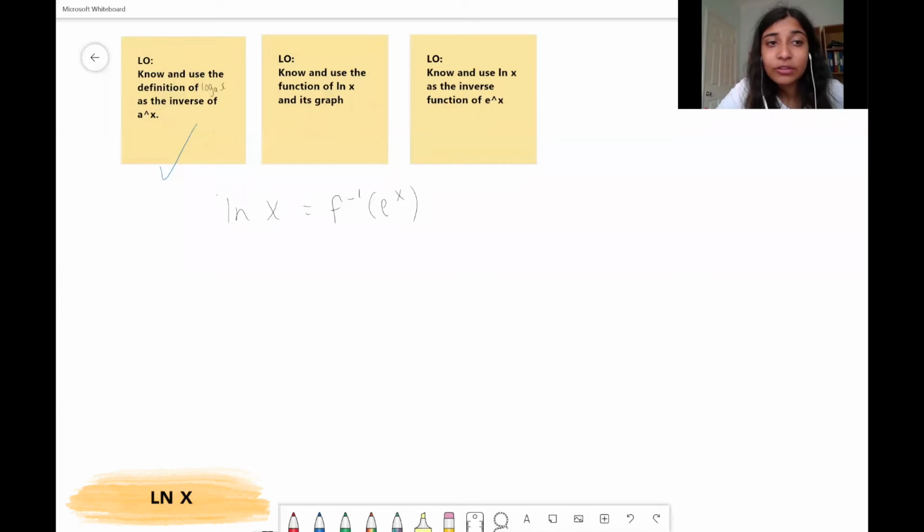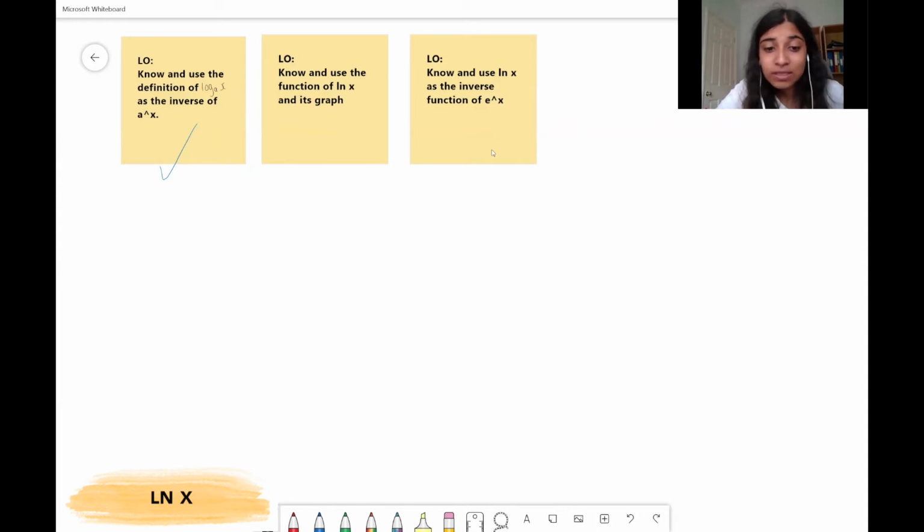So now that we've done the first objective, let's move on to the second one, which is to know and use the function of ln x and its graph. And we can merge that with the third one, which is to know and use ln x as the inverse function of e to the power of x.